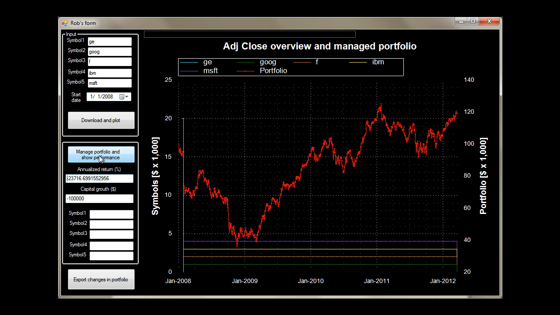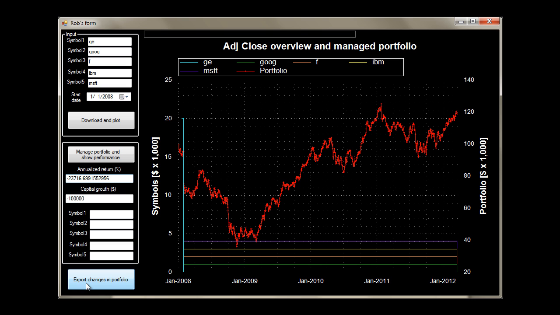The other thing that I need, and as you can see here, I just went ahead and clicked that button, the data is just wrong. I don't know what it's displaying here, but as you can see, it's not displaying capital gains or average annualized return correctly.